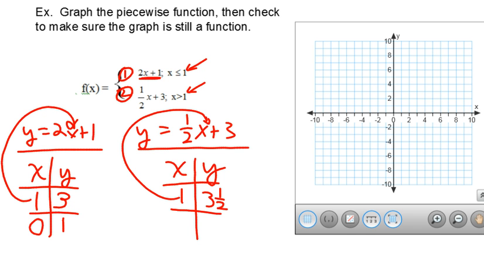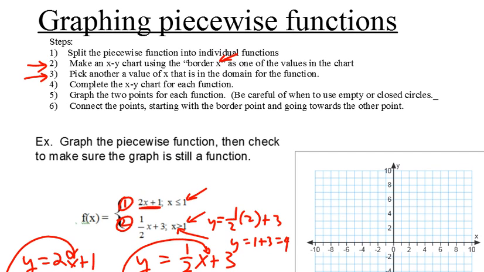Right? Now I've got to pick another number in the domain to graph my line. I've got to pick a number that's greater than 1. So I'm going to try 2. Plugging in 2 for x, I get 1/2 times 2 plus 3 for y, which is 1 plus 3, so 4. So when x is 2, y is 4. So I've got my 2 points for each piece. Right? I've done step 4.